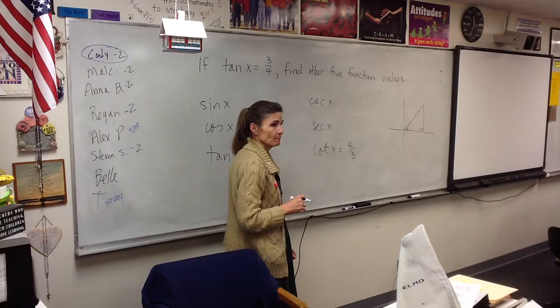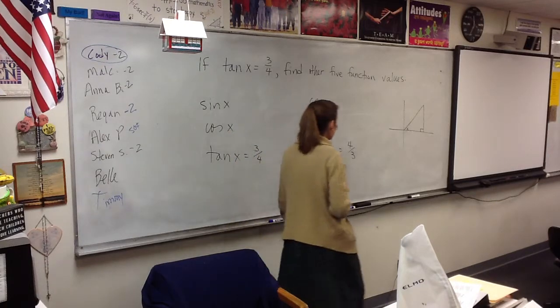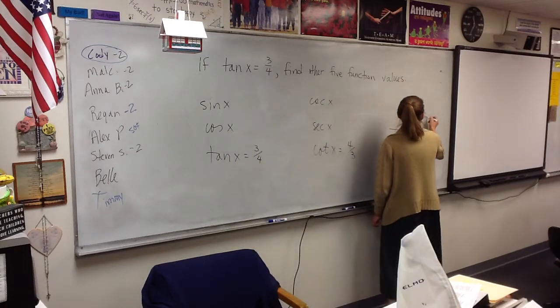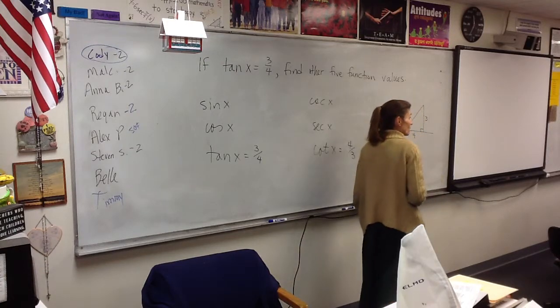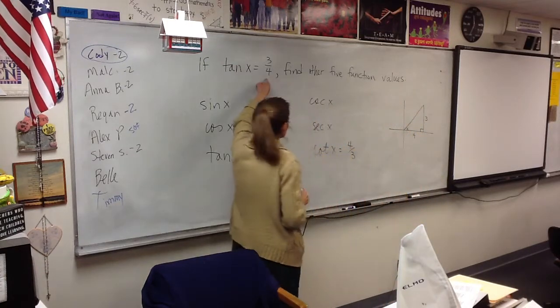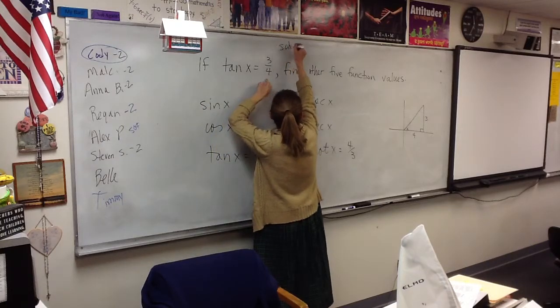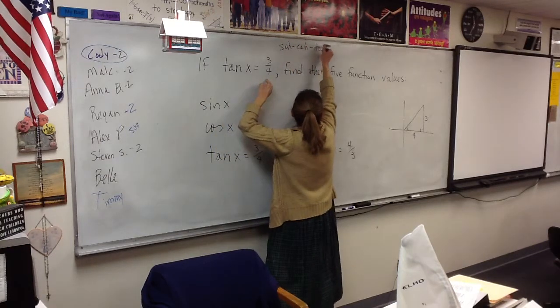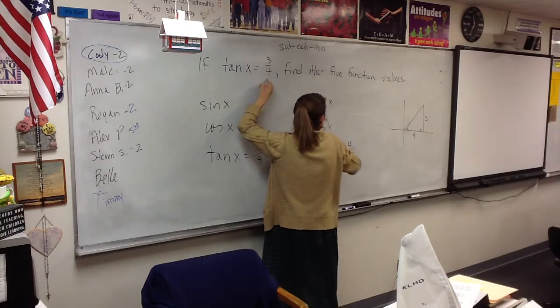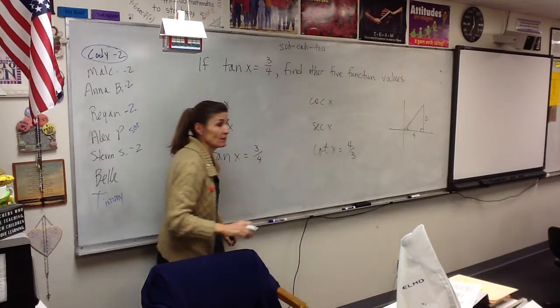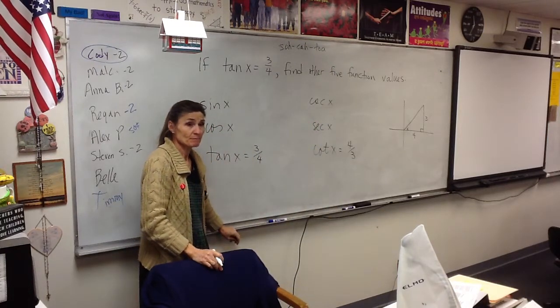Then what? Opposite is 3 and adjacent is 4. And we know that because that's what we were told. And we remember SOHCAHTOA. TOA means opposite over adjacent. So that's why the picture's labeled that way. Are you okay with that?